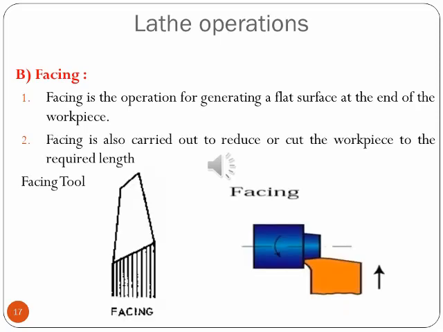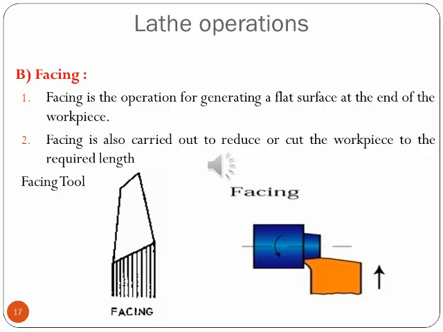The next operation is the facing operation. It is similar to the turning operation, the only difference being that the tool, instead of traveling parallel to the axis of the lathe, travels perpendicular to the axis of the lathe, thereby producing a flat surface.